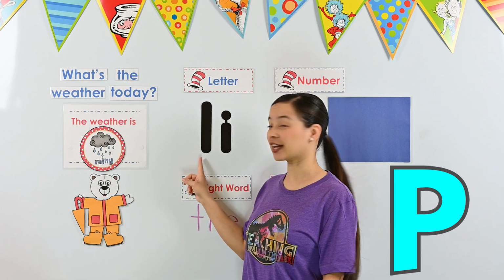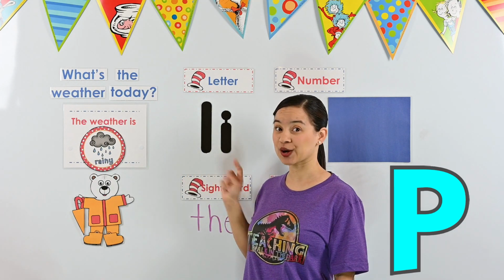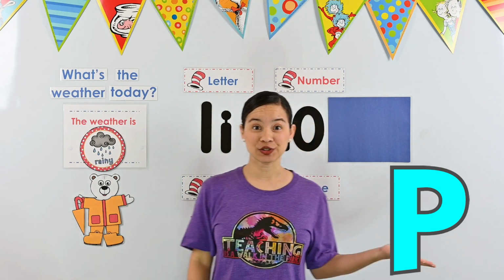Okay, let's look at another letter. Is this the letter I? If you have your thumb down, you are correct. This is not an I. It does not look like our uppercase I or our lowercase I. Do you know what letter this is? It's the letter P. Good work.